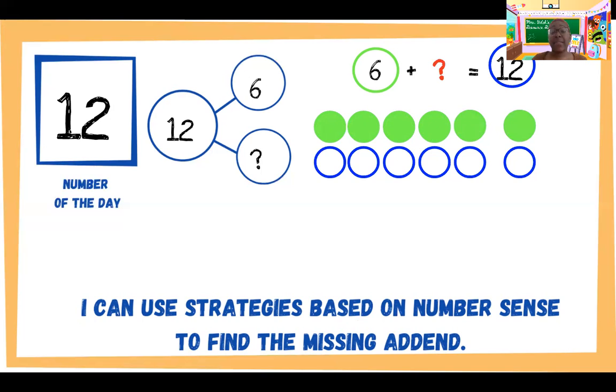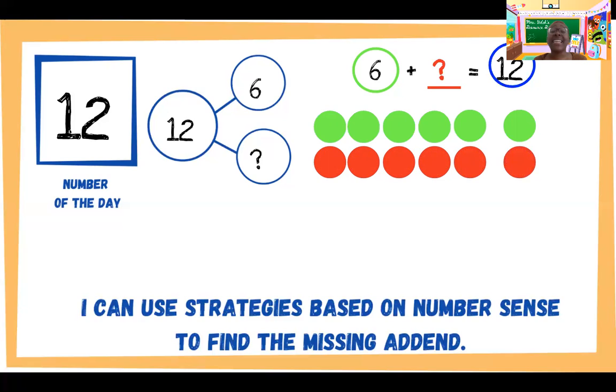Great job, guys. So what are we going to do now? That's right, we're going to tackle what's missing. Let's color in all of the other circles and count them out loud so we can find out what our missing add-in is. 1, 2, 3, 4, 5, 6.